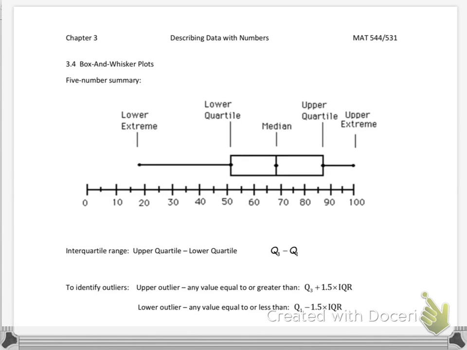Okay, this page represents another way to represent your data, and it's box and whisker plots, and that's our next topic. So 3.4 covers box and whisker plots. Box and whisker plots rely upon a 5-number summary. The 5 numbers are your lower extreme, your lower quartile, your median, your upper quartile, and your upper extreme. So that's what we're working on here.